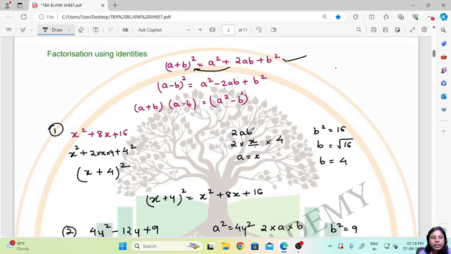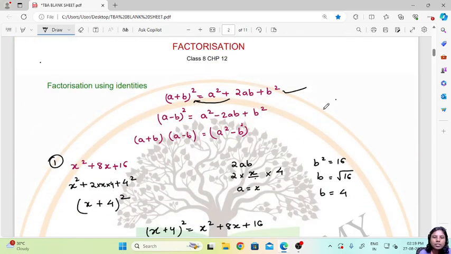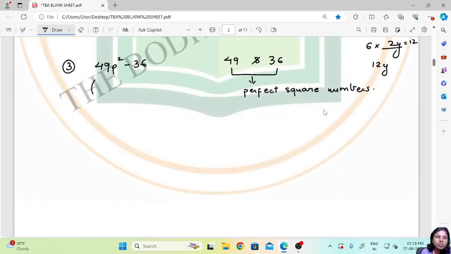We have to get it into this current form. So here, this is in which form? a square minus b square. So a is what here? 49. That can be written as 7p the whole square. And b can be written as 36, so it is 6 square.